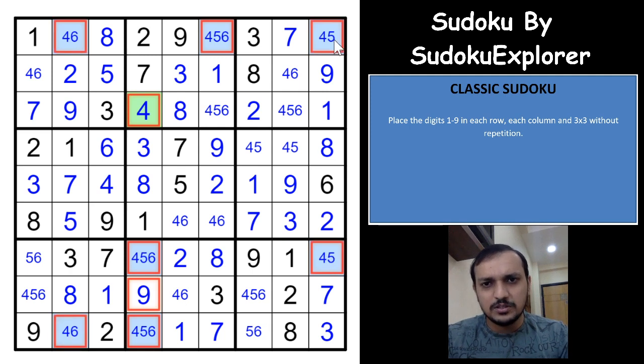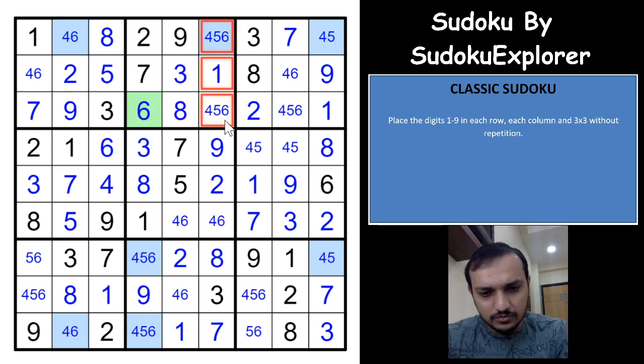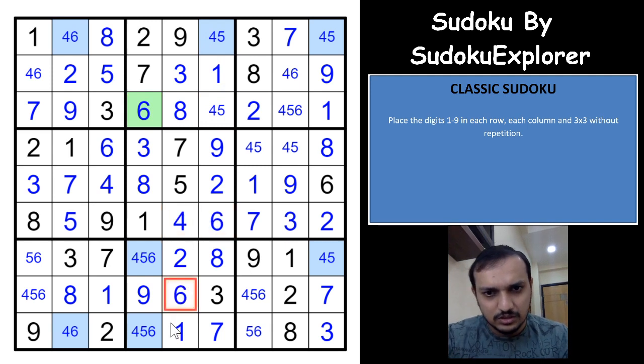That eliminates all the places for 4 in row 1. That's an excellent piece of logic. This is called a finned swordfish. So I cannot have a 4 here now. This cell would have to be a 6. That eliminates 6 from both of these cells. That gives you a 6 here, a 4 here, a 6 here.